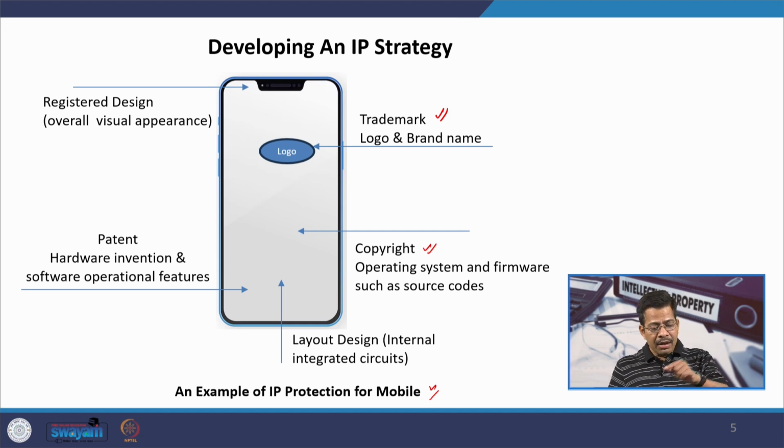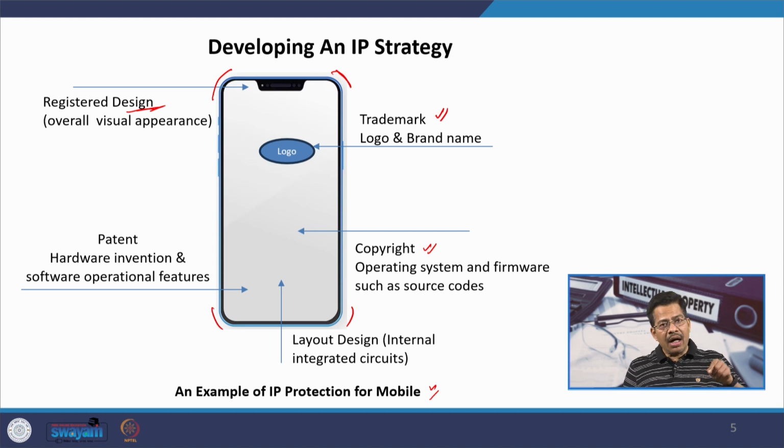Then the curves, etc., which you have, special curves everywhere, whether you have slide opening or slide closing, that type of things, that all is protected under the design.